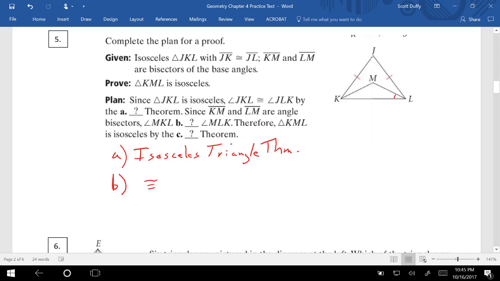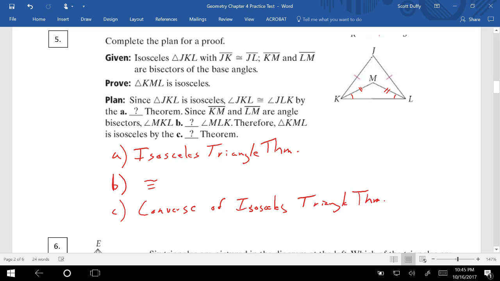So this is congruent to this. And then if we know these two angles are congruent, then we know these two sides are going to be congruent also, because that is the converse of the isosceles triangle theorem.